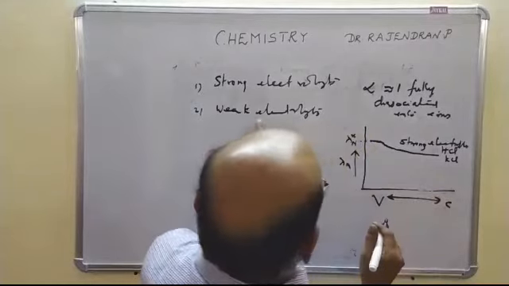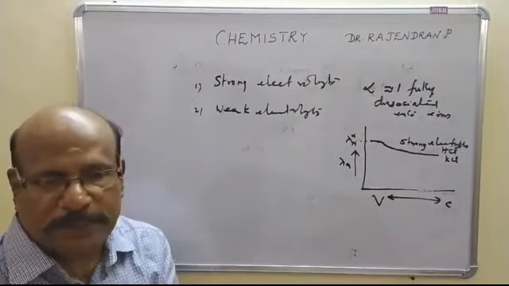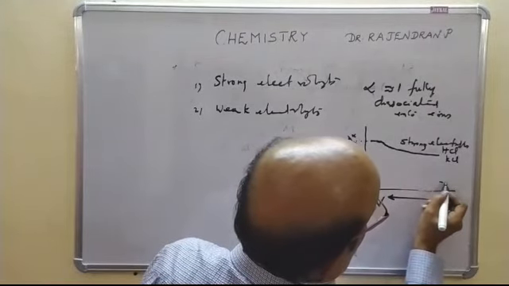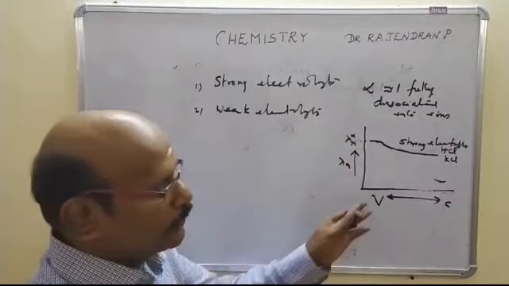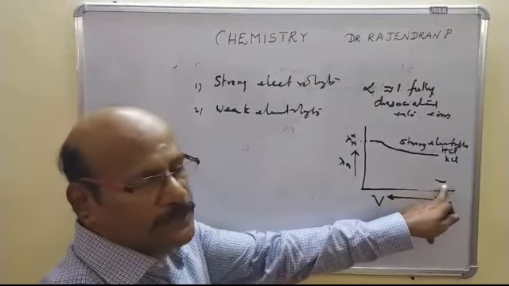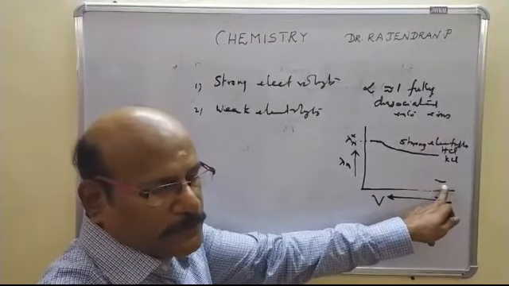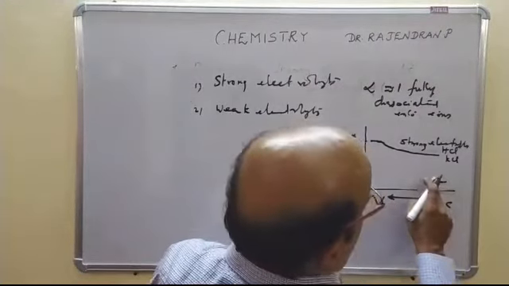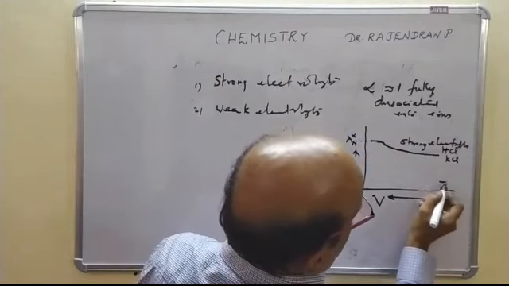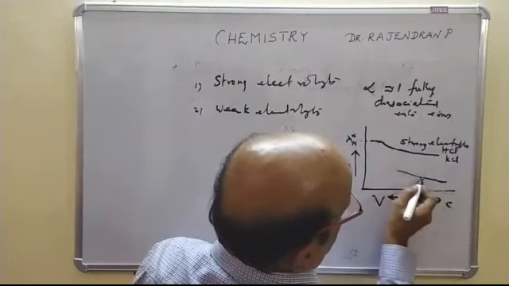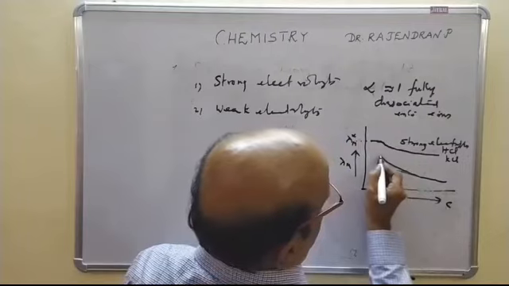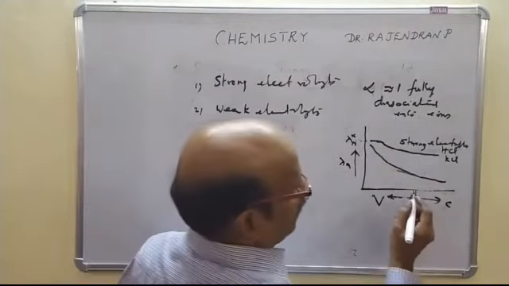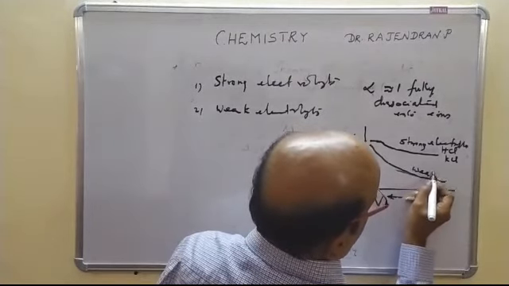The situation is that they are only feebly or partially ionized, so the number of ions is low initially. So the conducting power is low. So at a higher concentration, the number of ions is low because they are only partially ionized. So the conducting power is low. As we increase the dilution, there is a sudden increase in their conducting power, and the molar conductivity goes on increasing with the dilution. That is weak electrolyte.